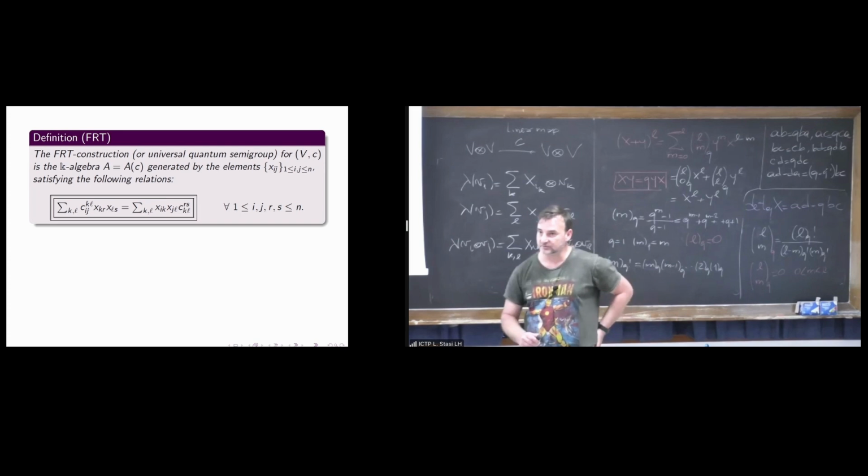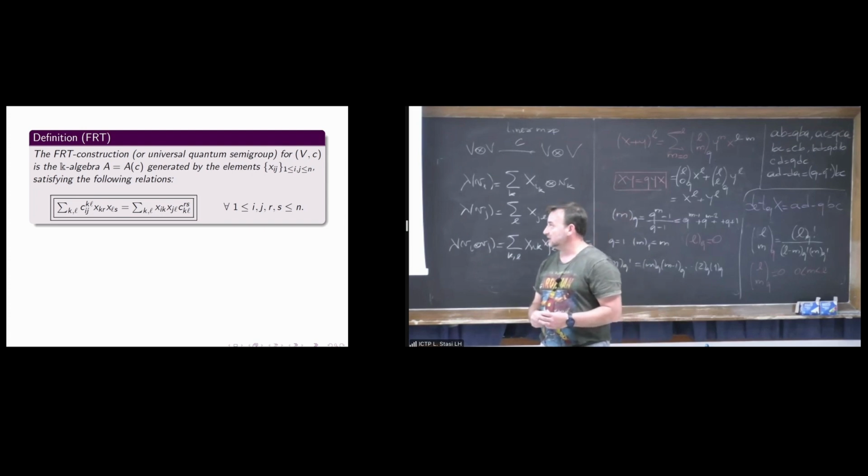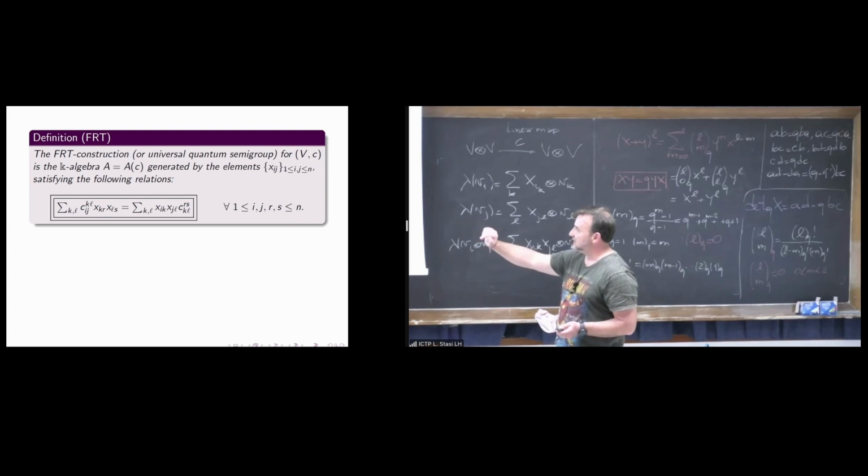The FRT construction, or the universal quantum semigroup, as it is called in some papers, is given by the algebra generated by the x_ij's, our matrix coefficients, divided by this very strange relation. And why do we have these strange relations? Because we want the braiding, or this form that changes the things, to be a comodule map, just like this. So it's a very weird relation, and we're going to see examples.